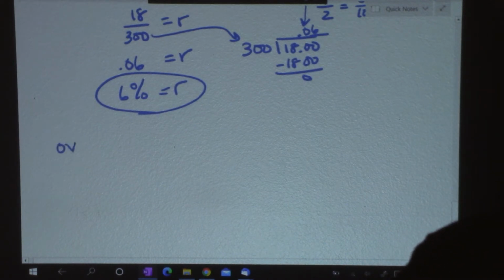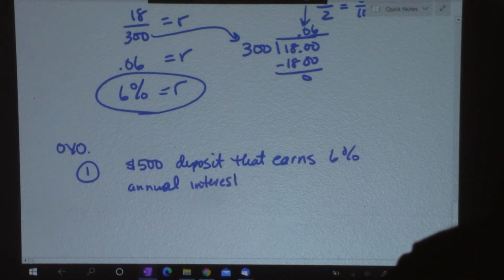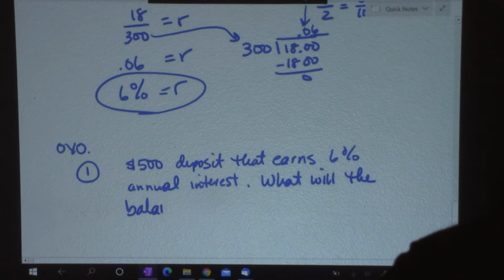Okay, so I'm just going to read it out loud and let you write down the important information. You deposit $500 into an account that earns 6% annual interest. What will the balance be in 2 years?